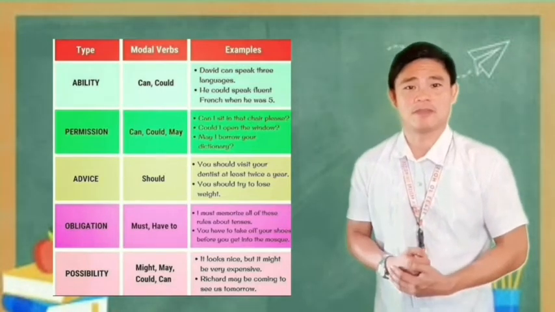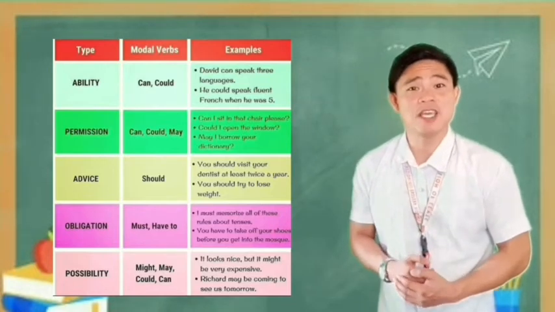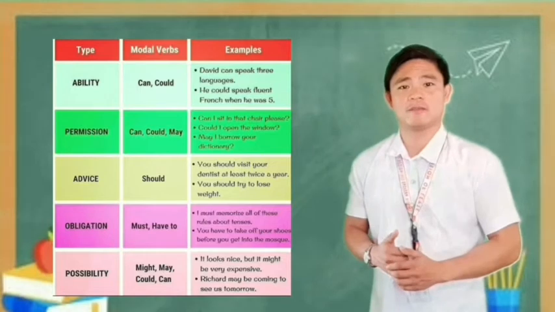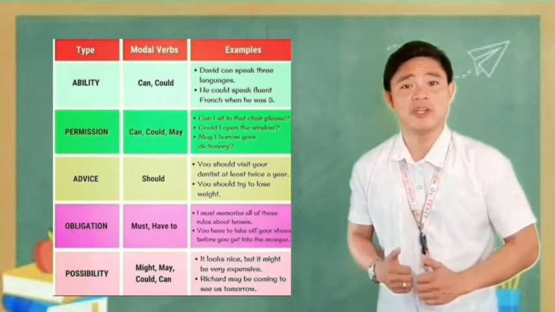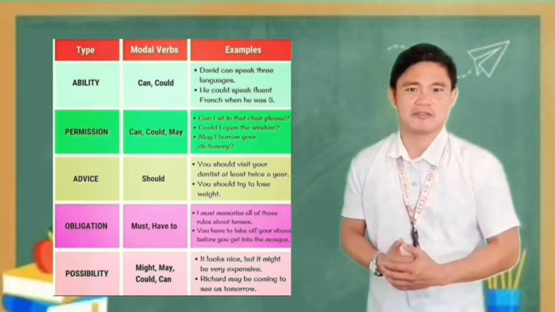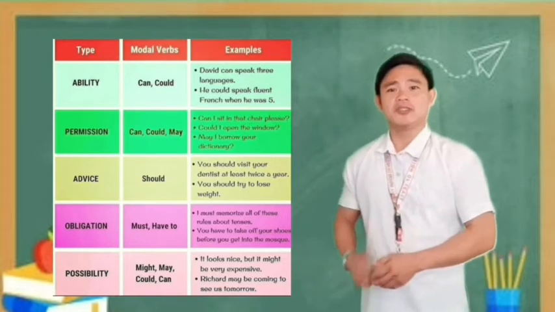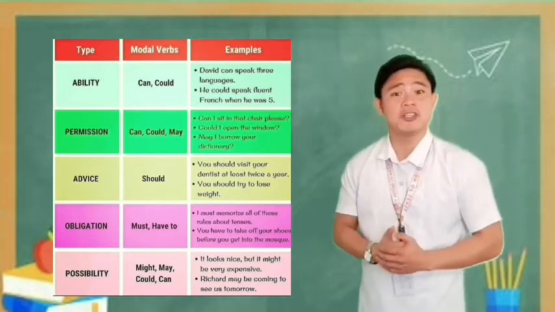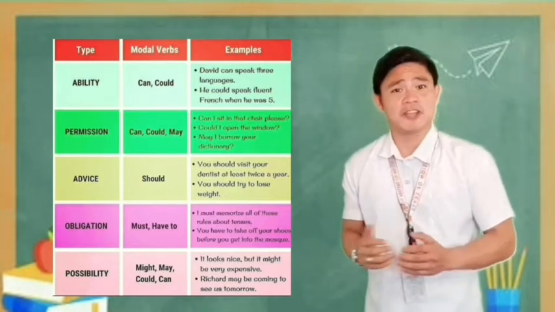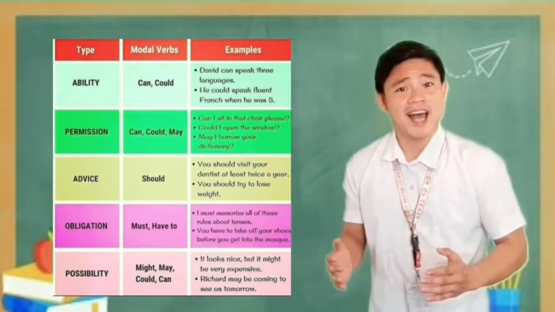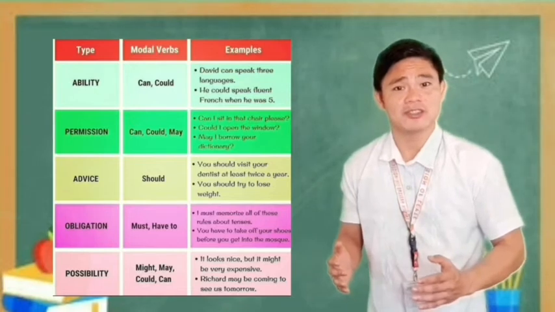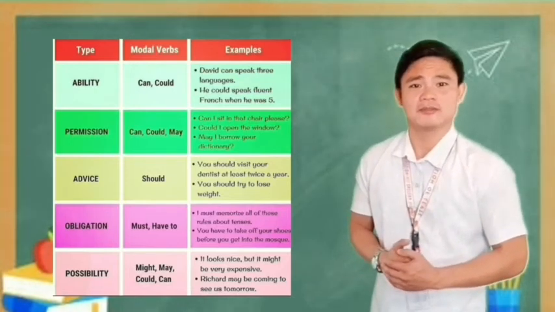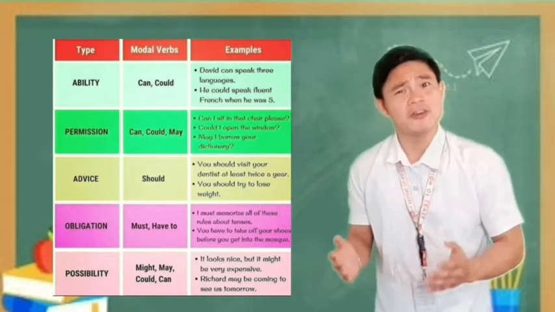For example, David can speak 3 languages, or he could speak fluent French when he was 5. The modal verbs can, could, and may express permission. For example, can I sit in that chair, please? Could I open that window? May I borrow your dictionary?